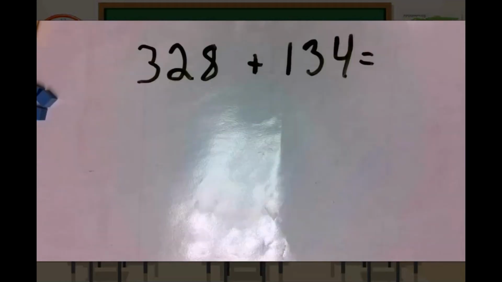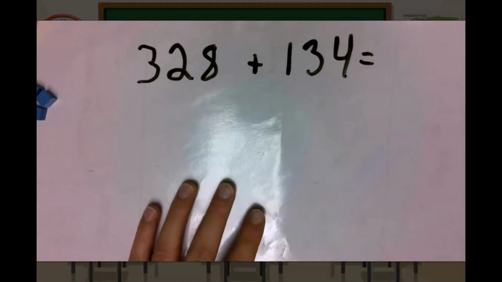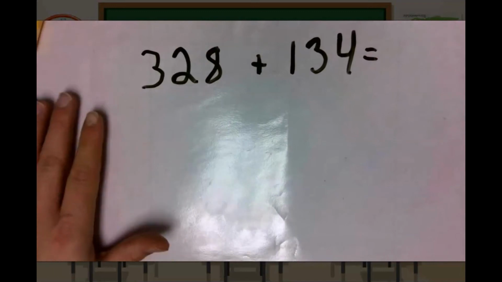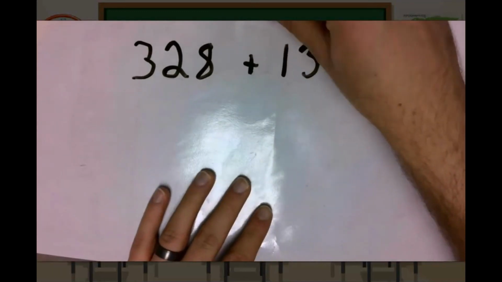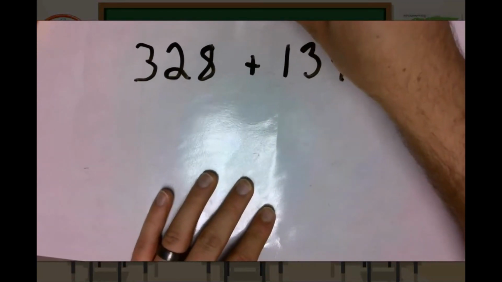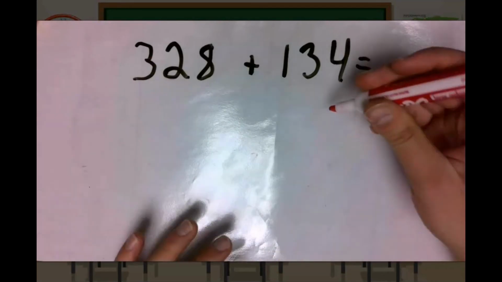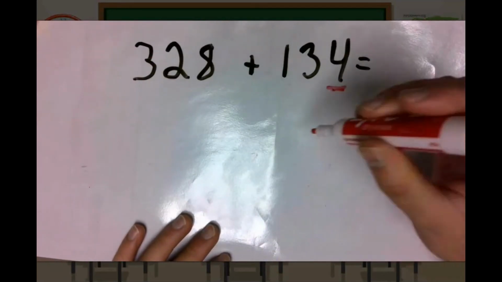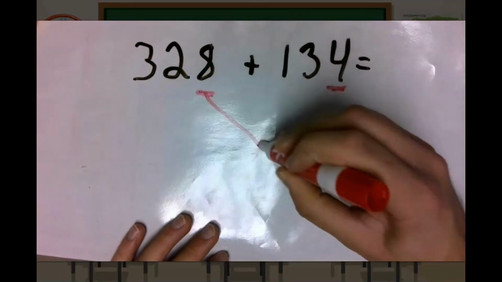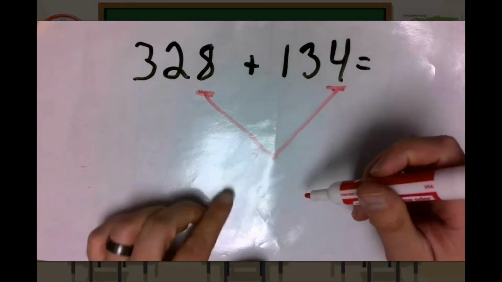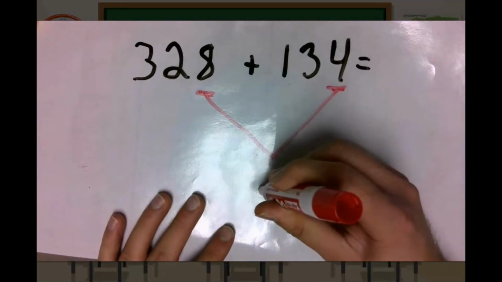Now we're going to do some adding using regrouping. So we have 238 plus 134. So it's going to be important you're writing out all your steps, and you'll see why. Let's start with ones. We have 4 ones plus 8 ones. So 4 plus 8 ones. How many ones do we have in total?